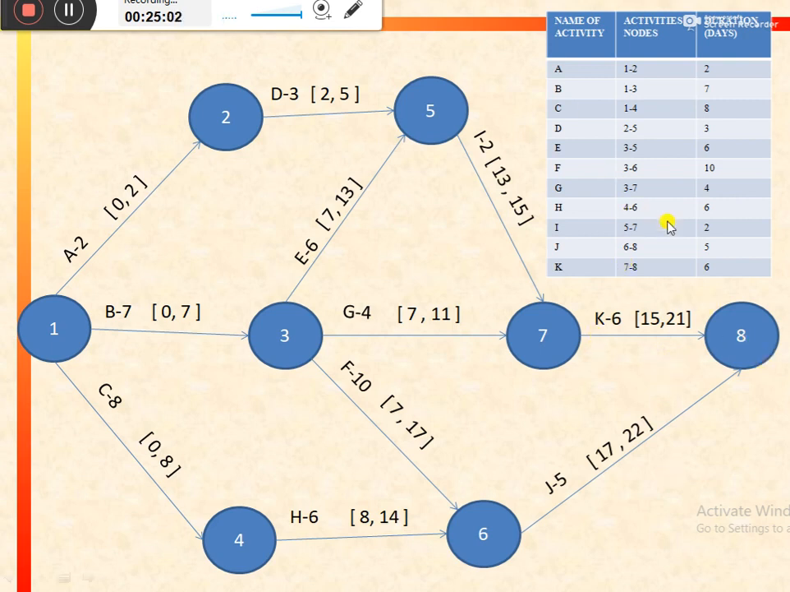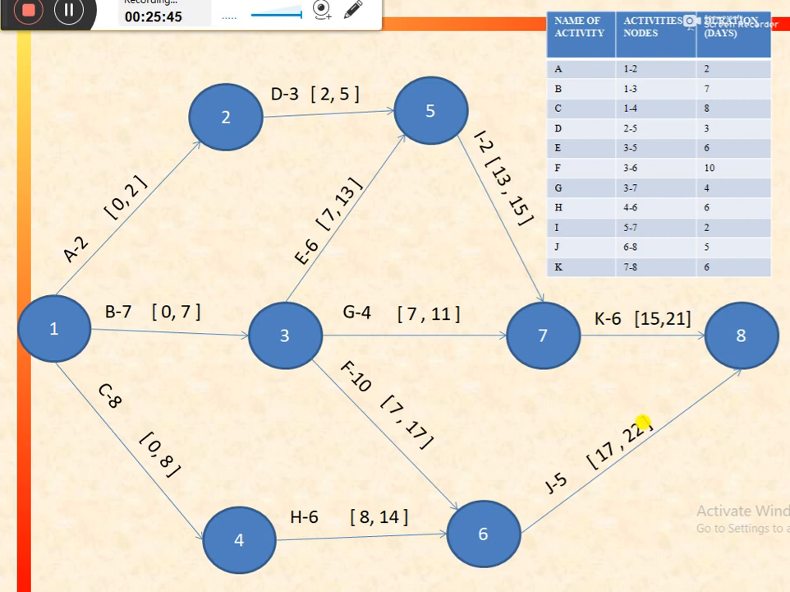For this network, the terminating node is 8, and on this node there are two activities that are terminating or merging. These are activity K and activity J. So for activity K, the earliest finish is 21 days, and for activity J, the earliest finish is 22 days. So we would consider the highest one, that is equal to 22. So the highest time period or duration that is allowed to complete this particular project would be equal to 22 days. So this project must be completed in 22 days. So it is the timeline of the project.